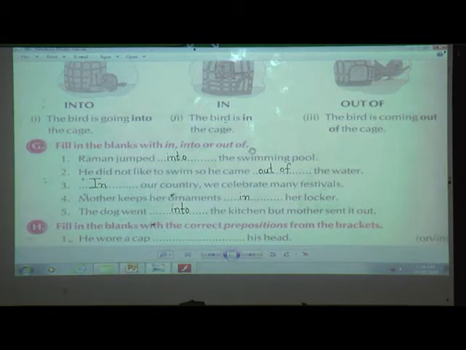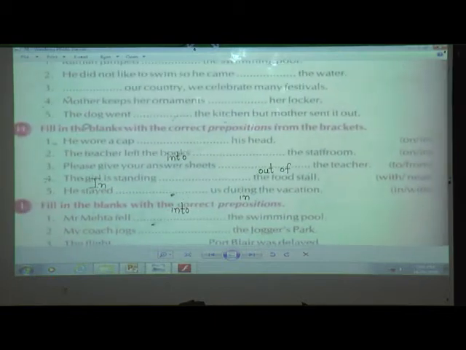Done? Write it first so that I can move to exercise H. Next is filling the blanks with the correct prepositions from the bracket. Here they have already given two prepositions. Done with exercise G, students? Okay. We'll move on to exercise H.